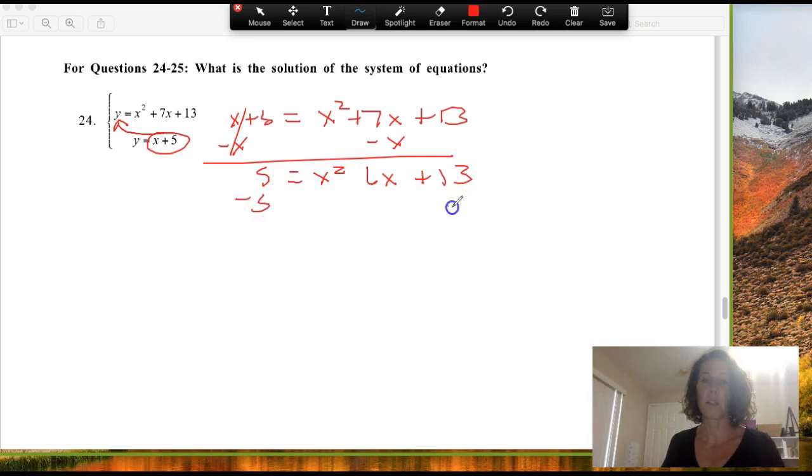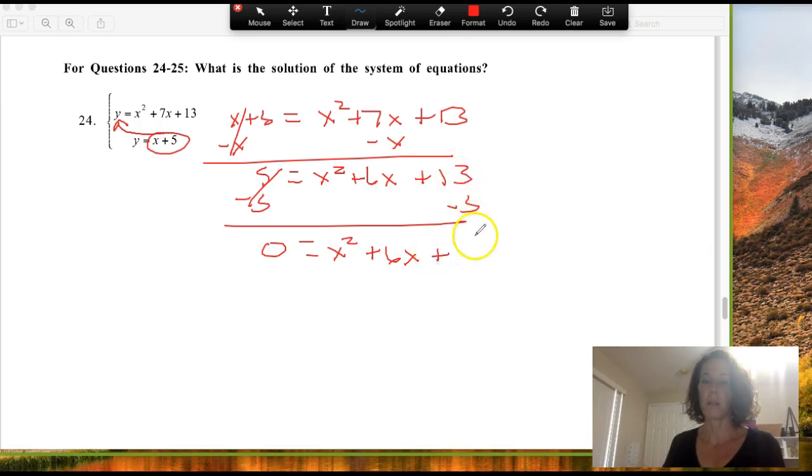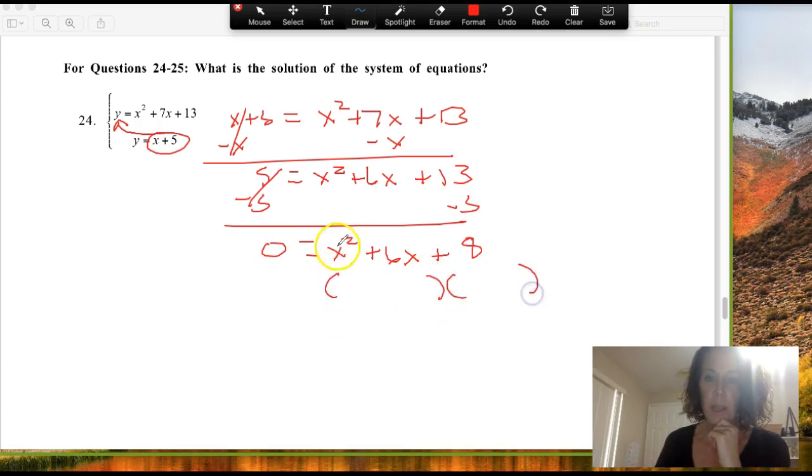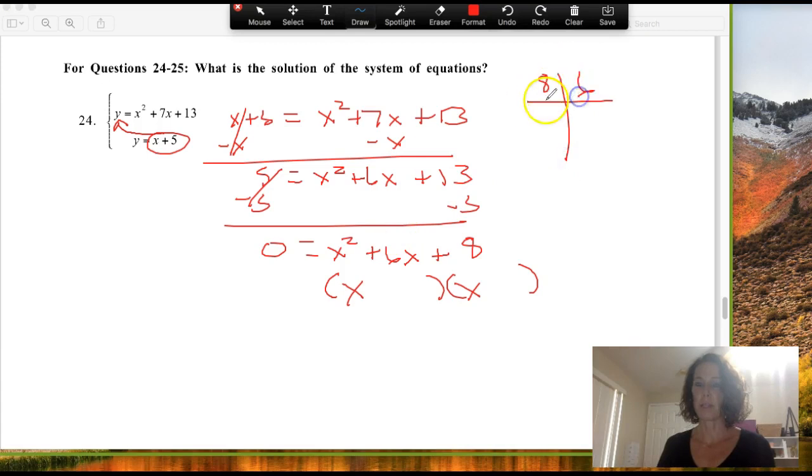Subtract the 5 to the other side so you can set it equal to 0 and factor. 0 equals x squared plus 6x plus 8. Now that I have this, I can use the zero product property. I'm going to go ahead and factor, so I have to figure out the factors of 8 that would add up to be 6. So 8 is 2 times 4, positive, positive, and that does add up to be 6. So I'm going to go positive 2, positive 4. Yay, that's nice and clean.